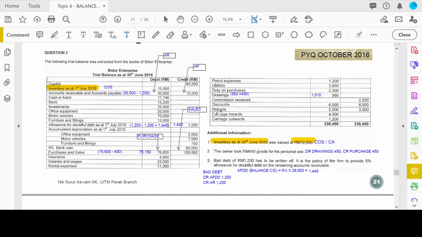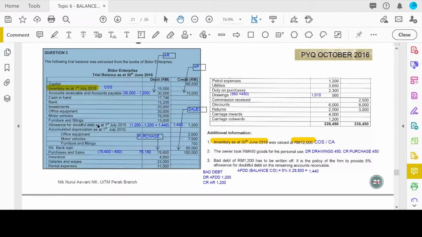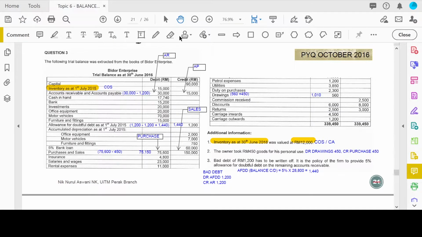Okay, so another way to do this one is for you to recognize that allowance for doubtful debt at the end of the year is 1,440. So we're going to write it here. And then this we are going to replace as a closing balance. This will be your closing balance, no longer an opening balance.